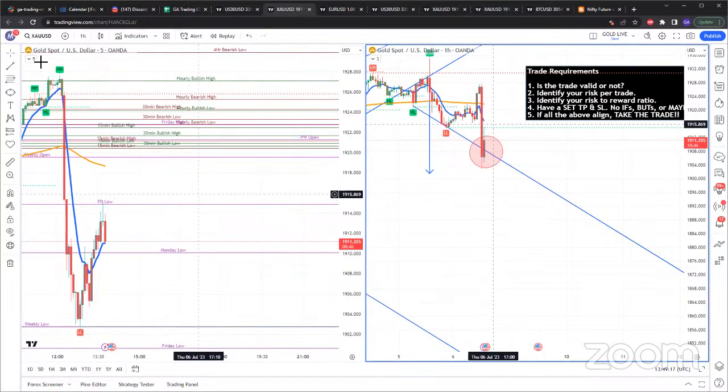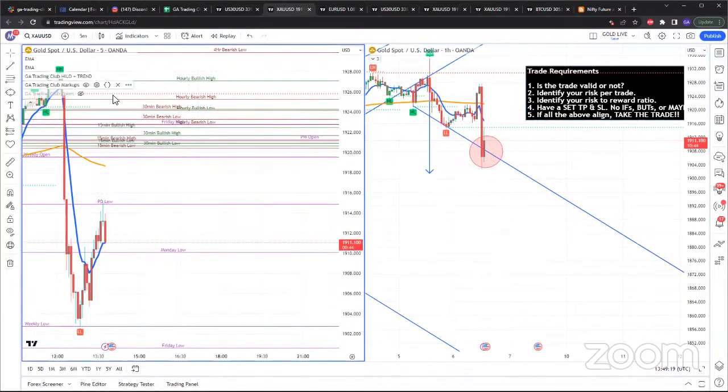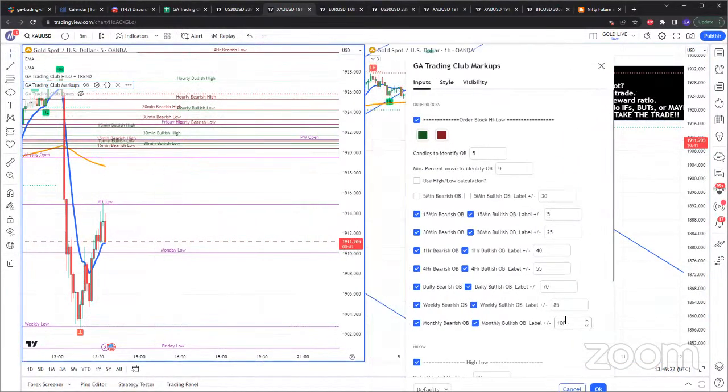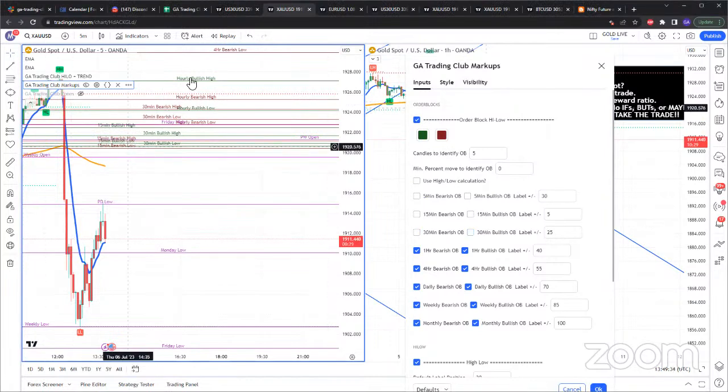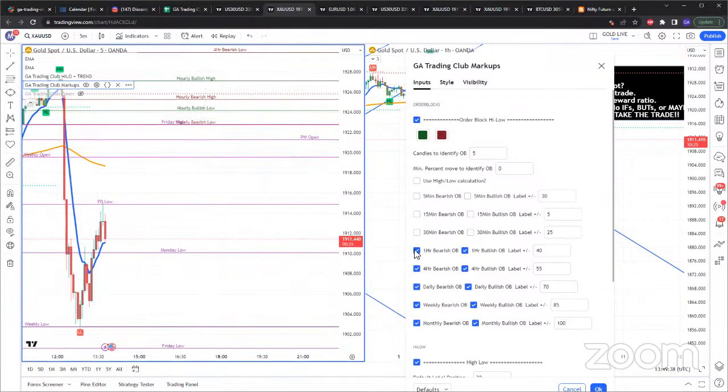Let me see what we can take off for gold here. So if I come in the markups, we have 15-minute. They're conflicting because they're close to each other. Then we have the 30-minute close to each other again, opposing order blocks. So take that noise out. We have the hourly bearish and bullish high. So take those out. And then let's see what we are left with.